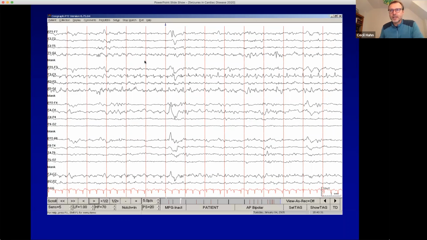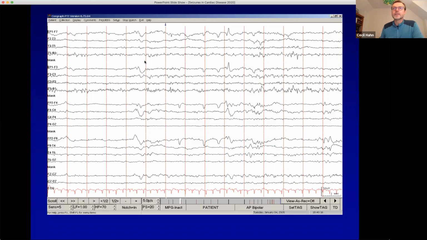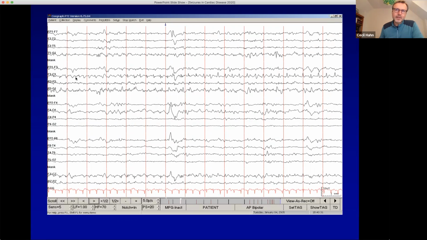But here's the next page. Whoops. Here's the next page. You start to see something a little rhythmic here, okay? And a little bit of a spike emerging, okay? Whereas this is again in the left central head region. So opposite side of where the movement abnormality was. So that actually fits because the left side of the brain controls the right side of the body.